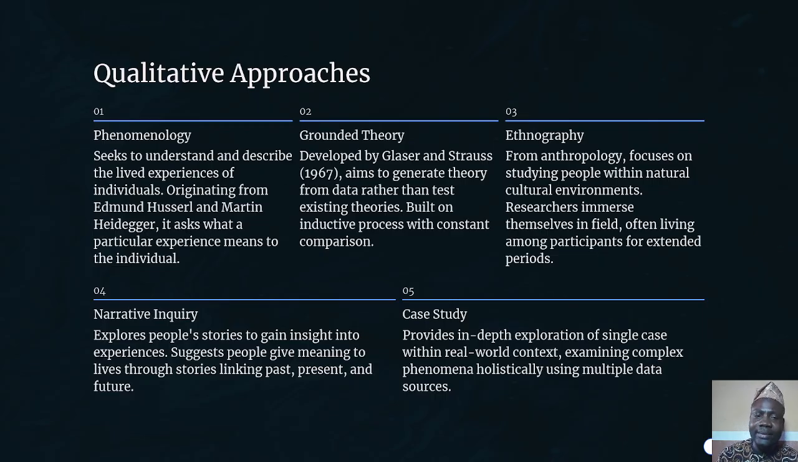The next one in the qualitative approach is ethnography, which focuses on studying people within natural or cultural environments. For instance, if we want to study what happens in a particular African festival, you need to go there and see what they are doing. You need to be part of the masquerade. You need to stand there. You need to participate in what they are doing.